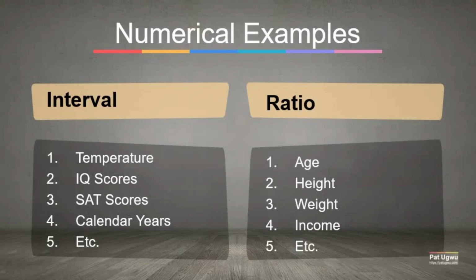Then the next example is ratio. For ratio, it can be age, height, weight, income, and so on. So remember that ratio can perform any form of mathematical operation. I would also like to tell you that both interval and ratio can be referred to as continuous. So when you are performing your statistical analysis using something like SPSS, what you will see there is scale. Another software like Jamovi will show you continuous.